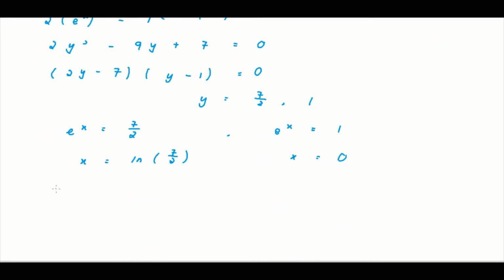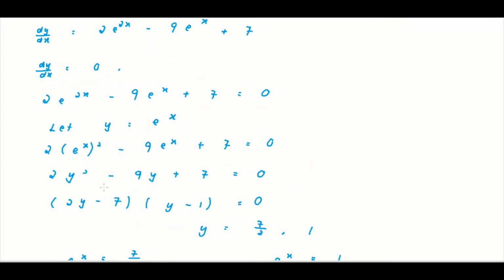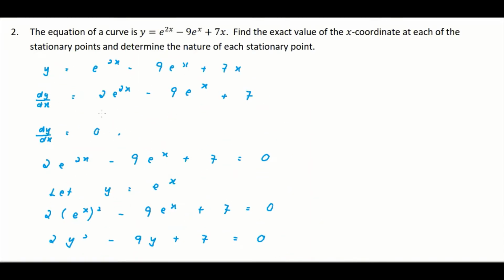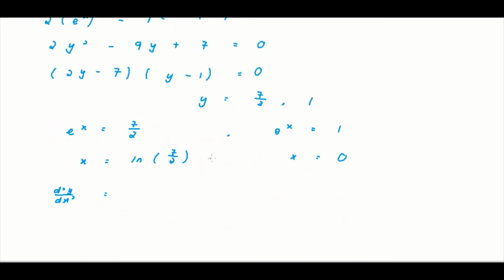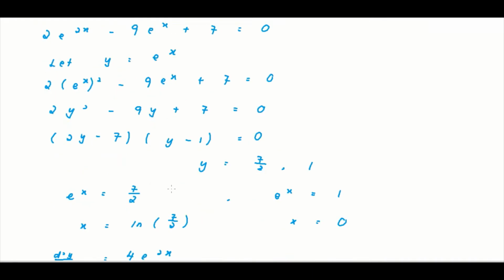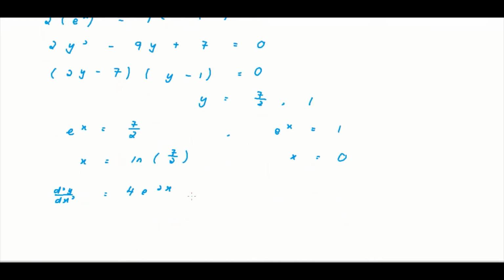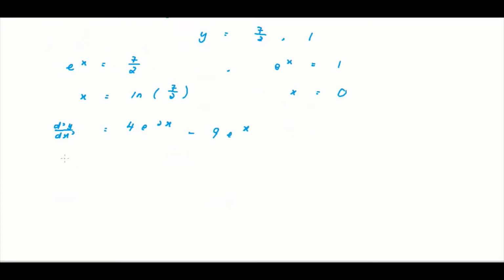Just now we have our dy/dx already. Now d²y/dx². Okay, so differentiate one more time. Our equation was 2e^(2x), so you will get 4e^(2x). Then the next one will be negative 9e^x, so you get the exact same thing, negative 9e^x. Plus 7, which gives you 0, right? So with this, you will need to continue.